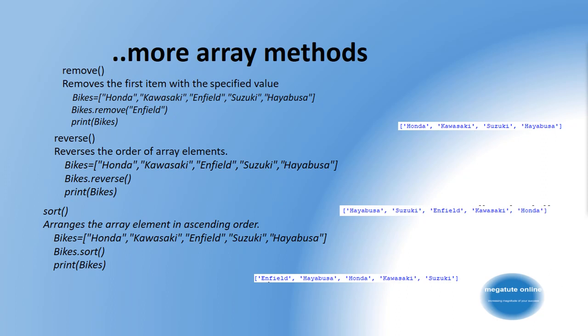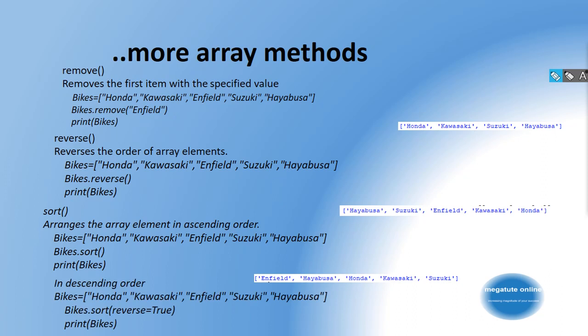Okay. Now how do we do it if we want the name list in reverse order, in descending order? In descending order, we just have to specify one more parameter, which is reverse equals True. If I just have to sort in ascending order, I need not specify any parameter inside the brackets. But if I have to sort in descending order, I have to say bikes.sort(reverse=True), print bikes. This function is going to give me the list in reverse order.